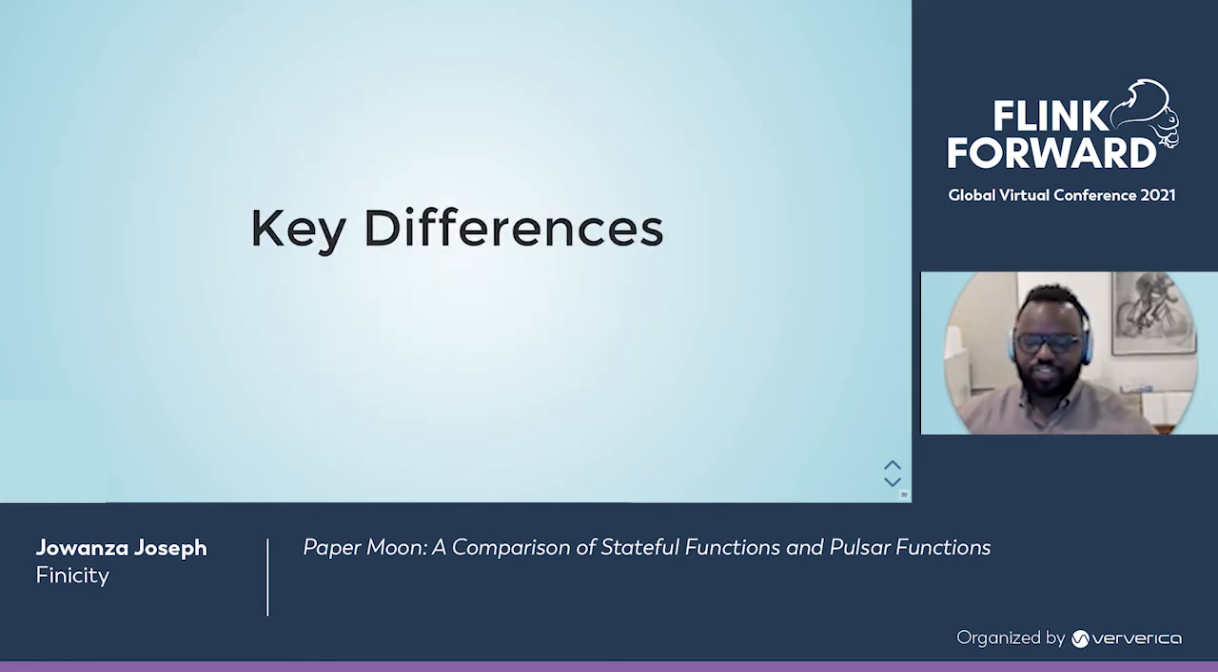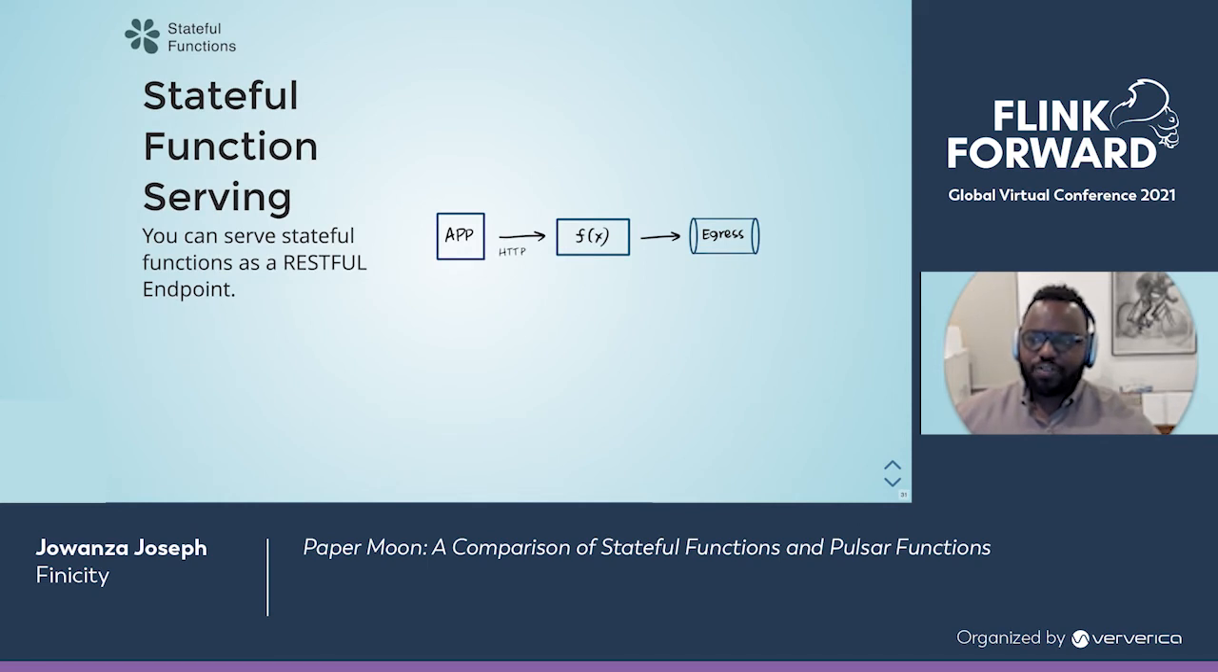So what are some key differences between these two projects? The first one I would say is Stateful Functions has the serving aspect. So you can serve Stateful Functions as a RESTful post endpoint. You could think of this as a new ingress method to the stateful function. So instead of the ingresses being managed through Flink, you can just have your own place where you post, and then your function has some logic, and then you can egress out into all the egresses that are provided by Flink, or any other egress that you want to provide. Stateful functions has an egress API, and you can build your own egresses if you want.